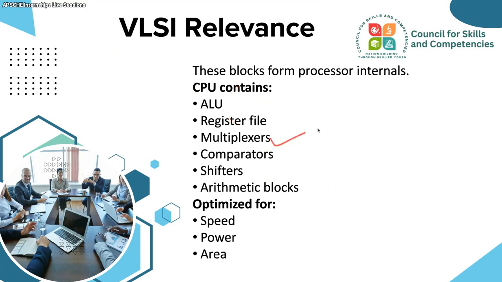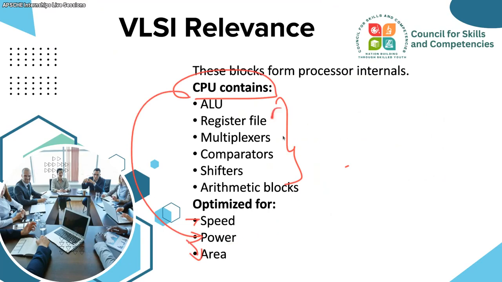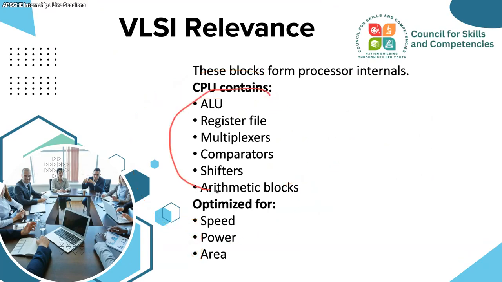You need multiplexer, comparator, shifter, and arithmetic blocks. These we will optimize and make our CPU run at speed, with less power consumption and small area. So these are all building blocks of our CPU. That is what the VLSI relevance is.